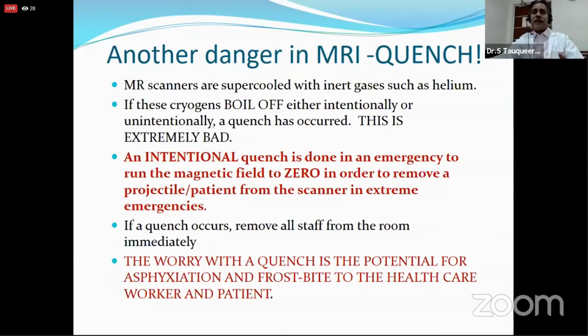So MRI technical staff, MRI personnel should know about the quench situation. They should be trained to handle it. If a quench occurs, remove all staff from the room immediately. The patients and the staff have to be removed because there's a fear of asphyxiation and frostbite.